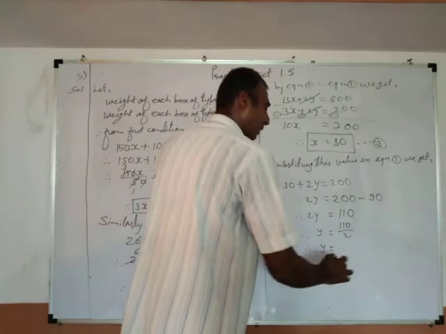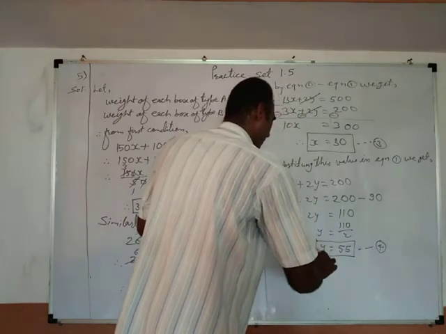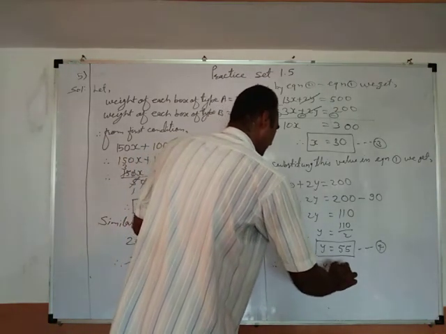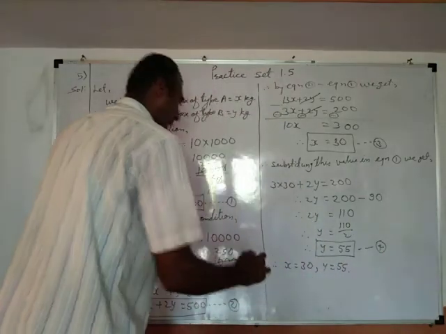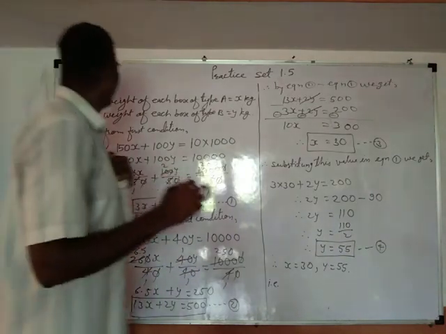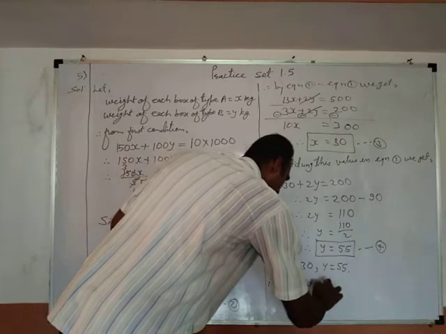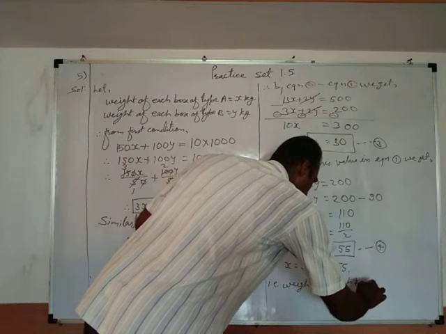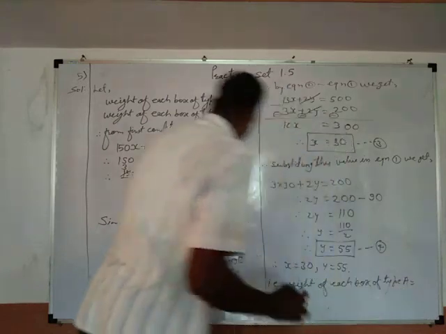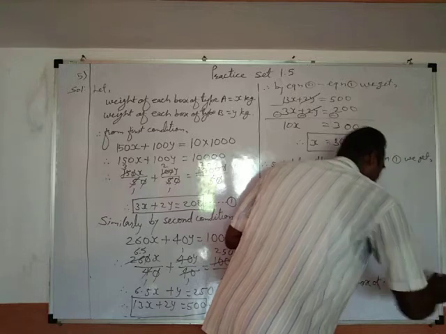Therefore y equals 55, and therefore x equals 30 and y equals 55. Therefore, the weight of each box of type A equals x kg, and the value of x is 30. That's why it must be 30 kg.